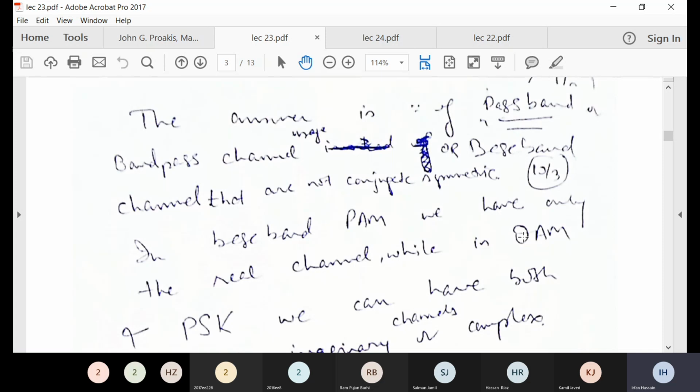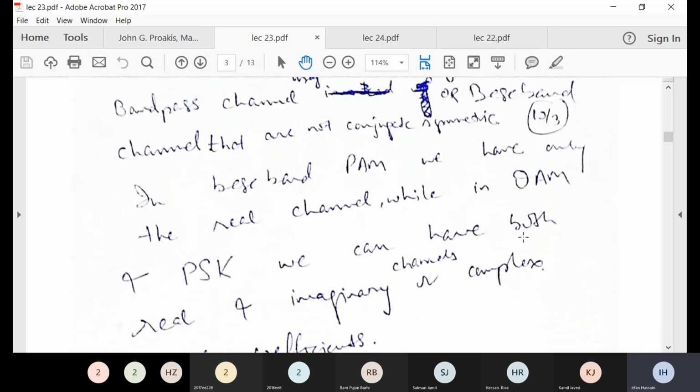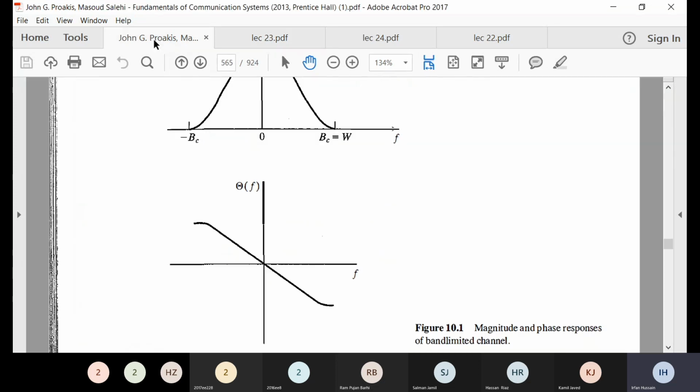Similarly, we have other modulation techniques other than PAM, and that is QAM, quadrature amplitude modulation, and PSK, which is phase shift keying. The detailed description is not in the course because we have not covered it. I just wanted to show you.